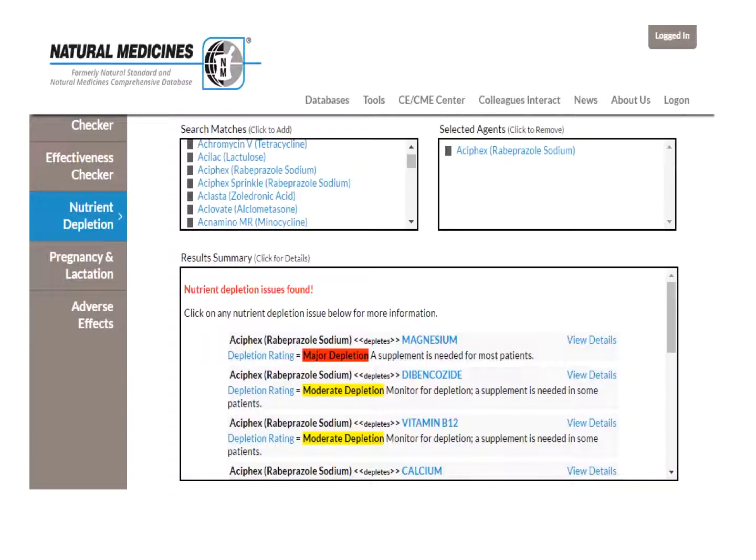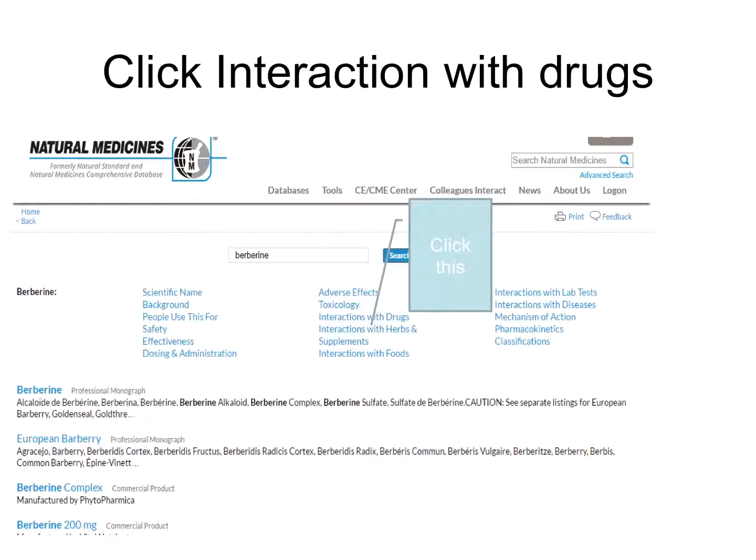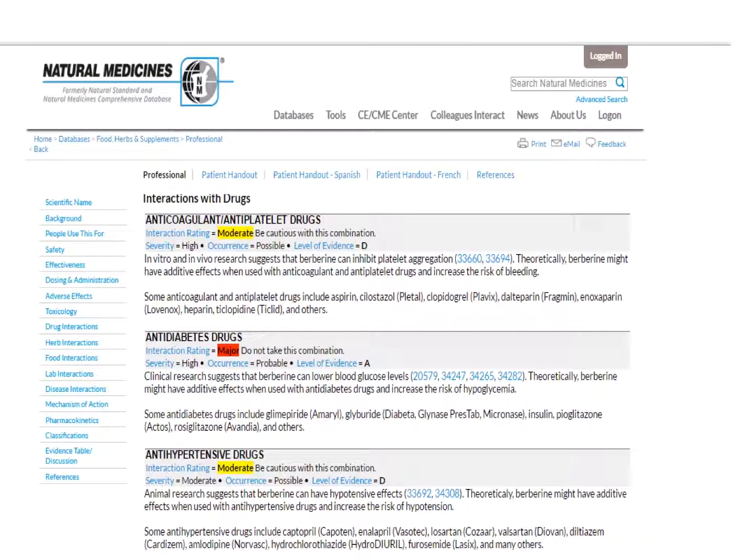That's what you're going to find in the red here. So in my opinion, that's what I'm really interested in there. So that's Natural Medicines, Inc. So you would go on Natural Medicines and you click interactions with drugs and supplements there, and you get the interactions with berberine and antiplatelet drugs, anti-diabetes drugs, antihypertensive.